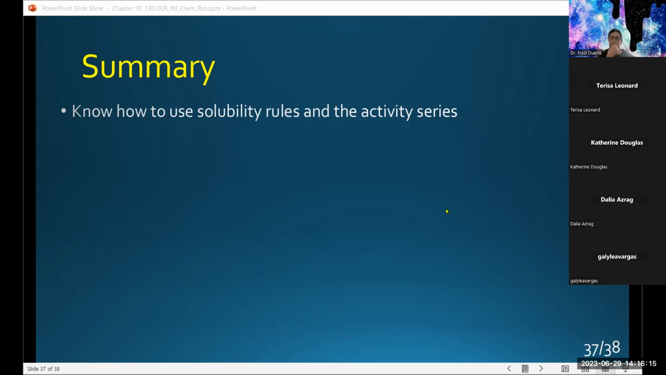The activity series, we utilize this to determine the single replacement reactions. What we're doing here is looking at two metals. One metal is in elemental form. The other metal is in ionic form. We look up the activity of those two metals and determine which is more reactive, regardless of whether it's in elemental form or ionic form.